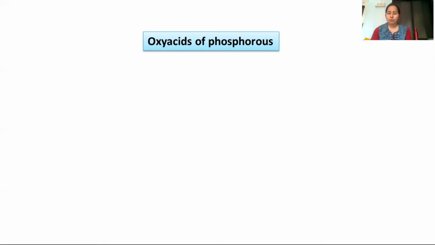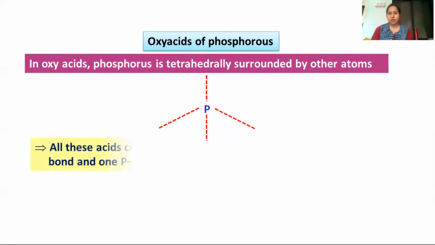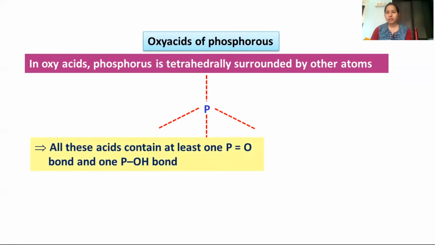Whenever you have oxy acid, acid means there will be hydrogen, oxy means there will be oxygen, and there will be phosphorus. So whenever you are studying different oxy acids of phosphorus, we say phosphorus is tetrahedrally surrounded by other atoms. When I say tetrahedrally surrounded, it means it will have sp3 hybridization, tetrahedral structure. This way the structure will be present. In this, all the acids have at least one P double bond O and one P dash OH. That is fixed: you can see P double bond O, one POH, and the remaining two can be variable.